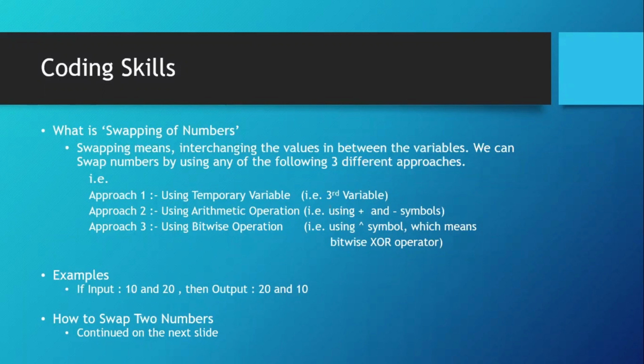The next approach is using arithmetic operations, where we will be using plus and minus symbols to perform the calculation. And the third approach is the bitwise operations, where we will be using the exclusive OR operator to perform the calculation. If you look at the example which I mentioned here, if the input values are 10 and 20, then the output will be 20 and 10.